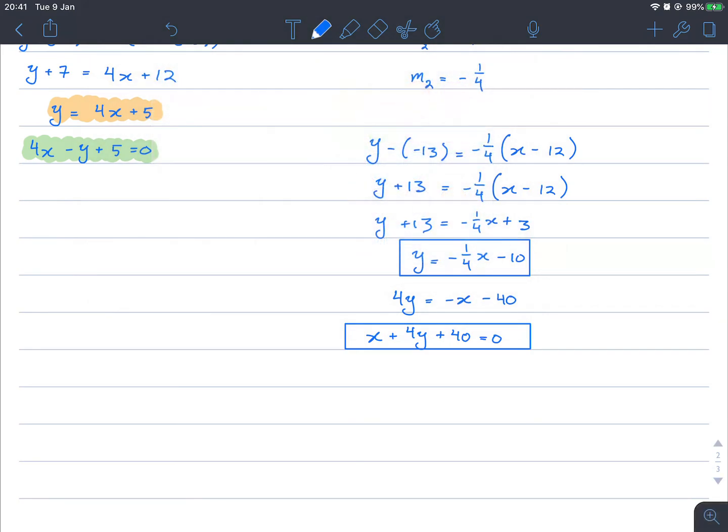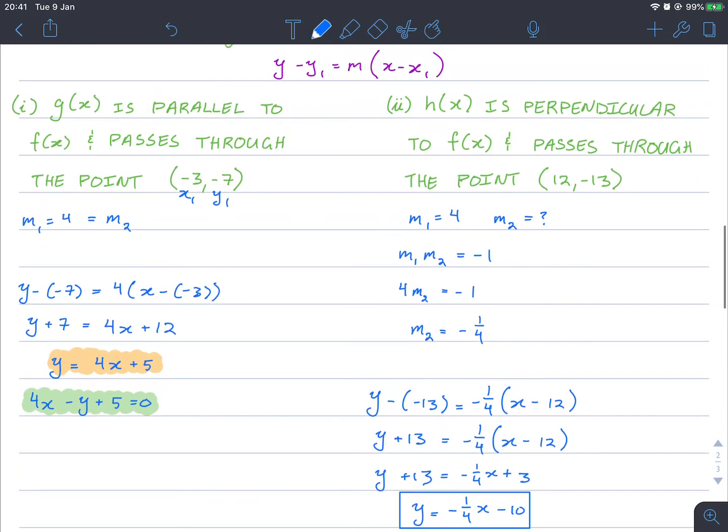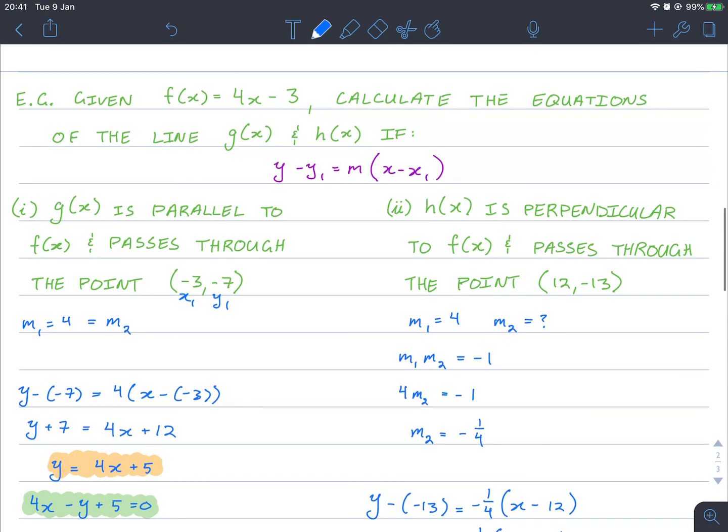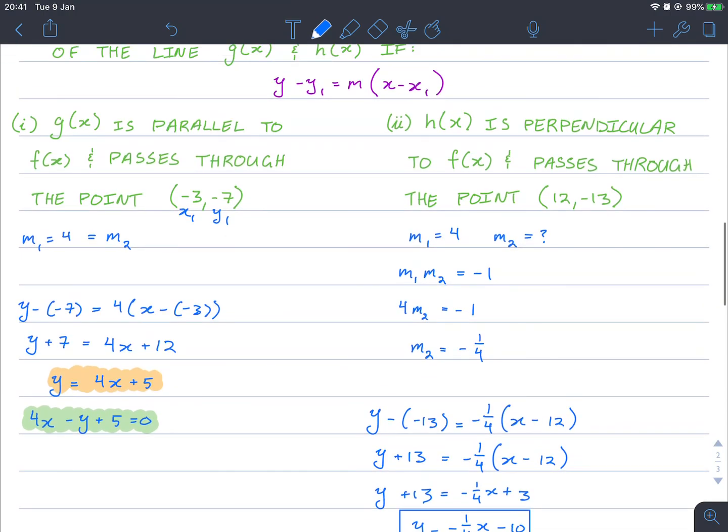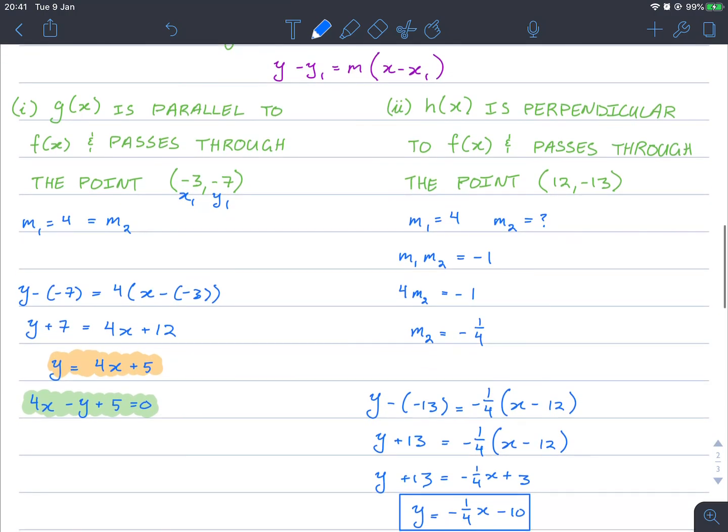So I hope that gave you an insight into the properties of parallel and perpendicular lines and a few examples of where they might be used.